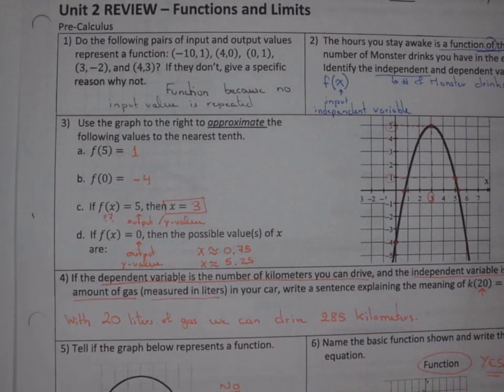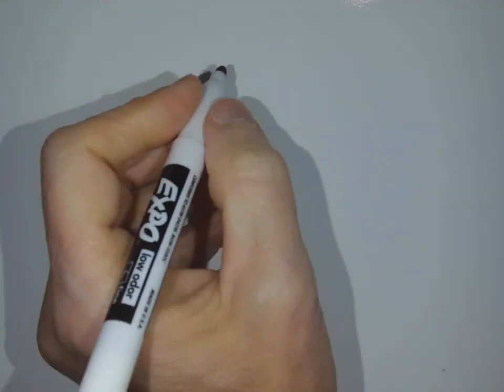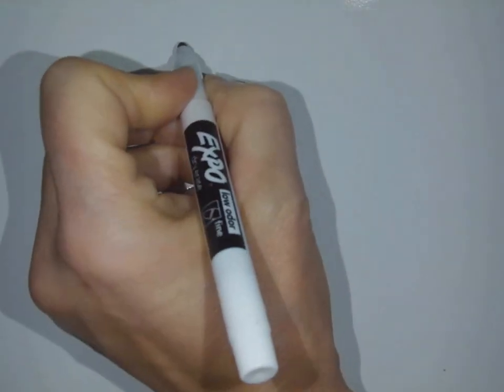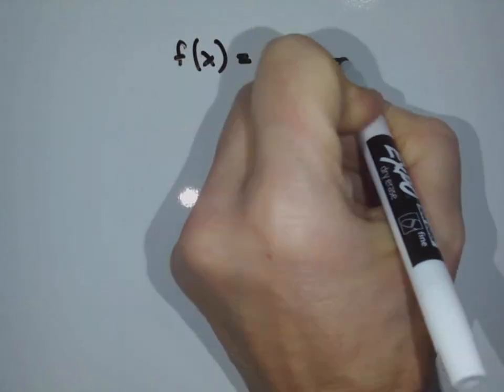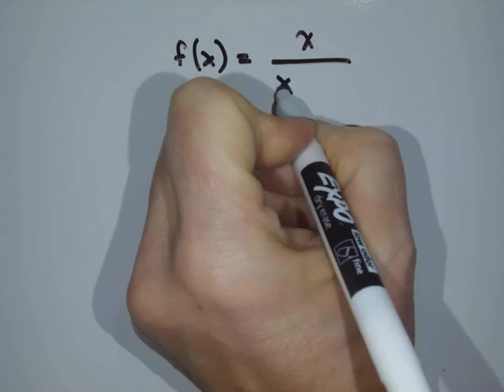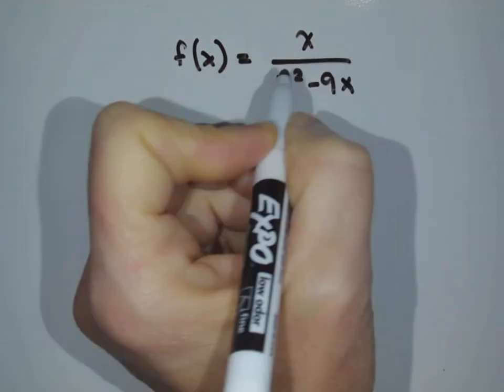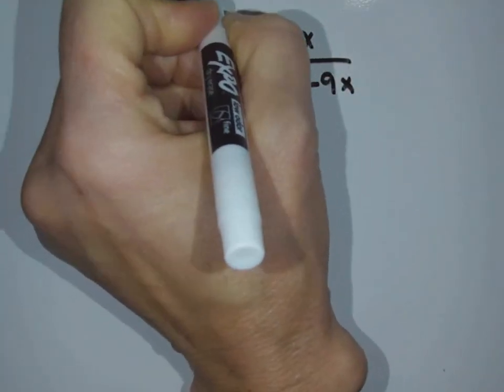I think that's all we did on this section, so I'm going to move on. Yes, that's all we did on this one. Now on the next one, I'm going to start by doing one first here. So we want f of x equals x over x squared minus 9x, and we have to give the domain.